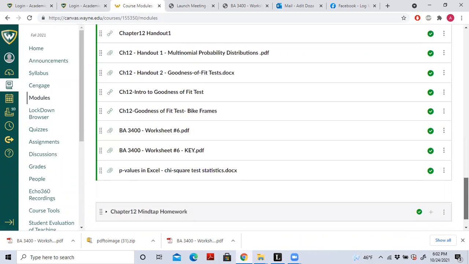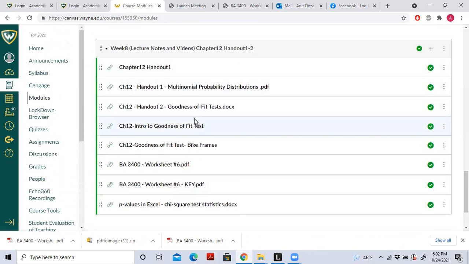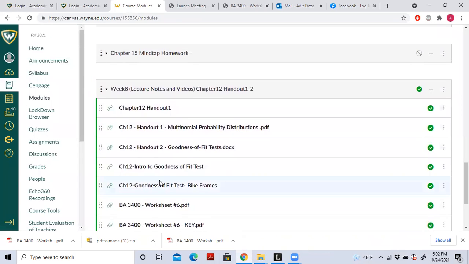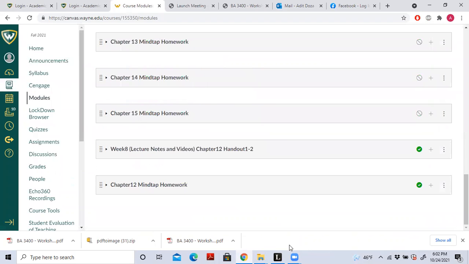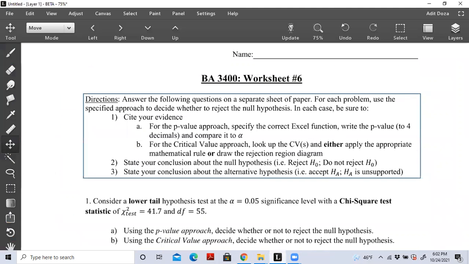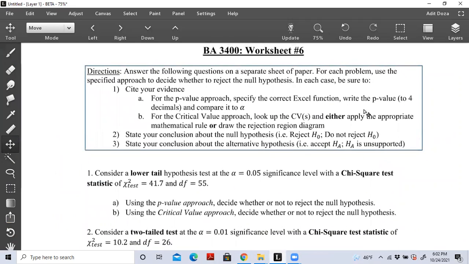And then, I posted chapter 12 handout 1 and 2. We still have handout 3 for chapter 12, which I will post in week 9. Okay, so that's the test for independence. So this was worksheet 6. Okay, this is chapter 12.